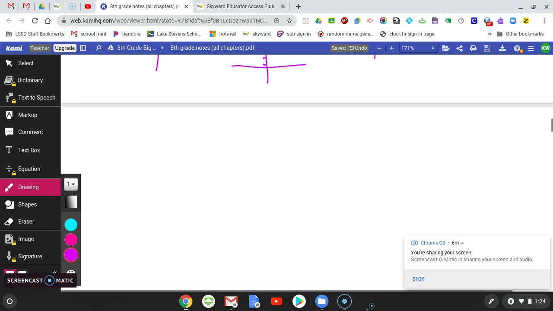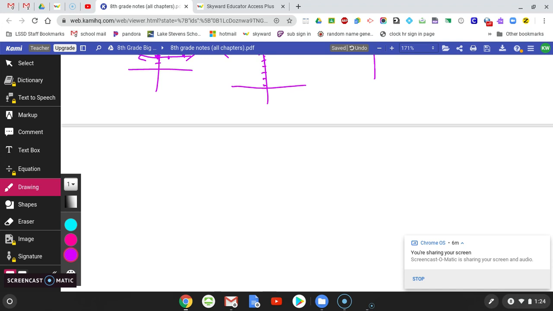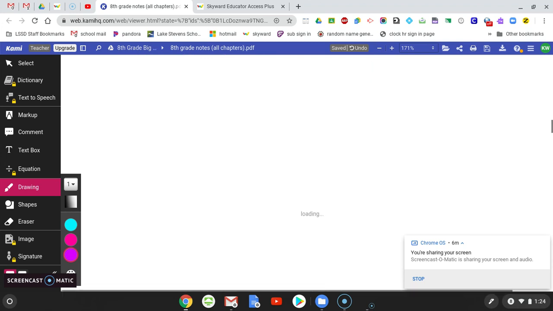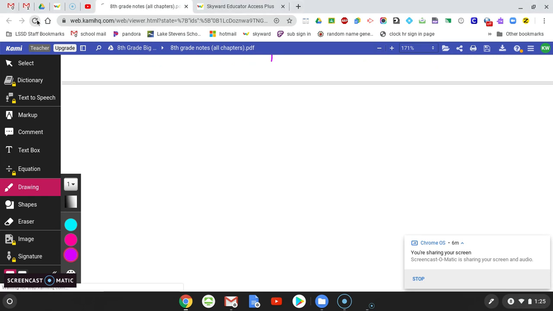It's loading, that's why it's not showing up. There's another page. I'm not sure why my page is not loading. Give it a second. Let me try refreshing this page and see if it works.